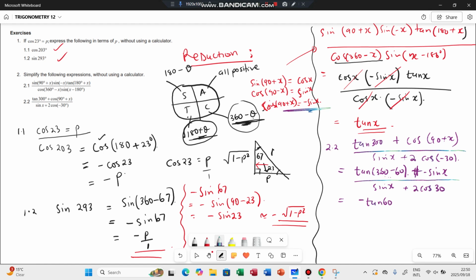So then minus sine of x divided by sine of x plus 2. Then cos 30 gives you root 3 over 2 from the special angles that we covered. And finally, tan of 60 is the same as root 3, so we get negative root 3 minus sine of x.